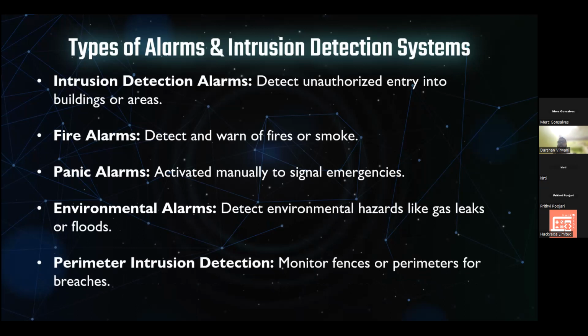Next is perimeter intrusion detection. What does it mean? Perimeter means there are fences around our building, and with the fences we have installed perimeter intrusion detection. If a person tries to cut the fence and gain unauthorized access, the fence monitor will raise an alert to security personnel, it will trigger that type of alarm, and action will be taken for this kind of unauthorized access.